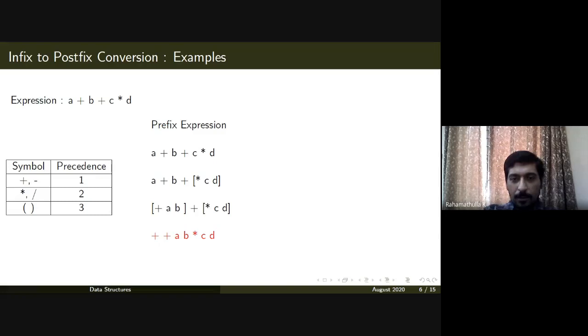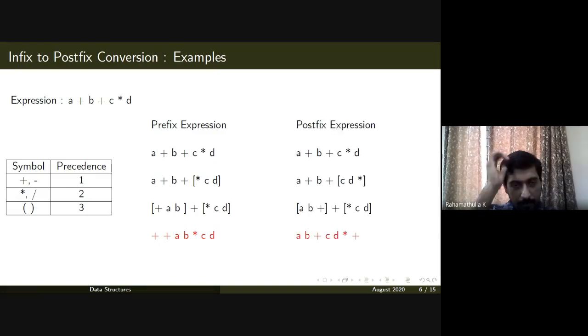Now let's take another expression, A plus B plus C star D. In this case, you know that C star D is the first operation that should be done. So C star D, C D star. Then you have two addition operations, plus and plus. In this, the first addition operation will be done first, then the next addition operation.